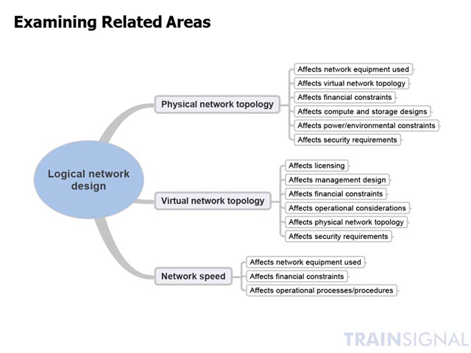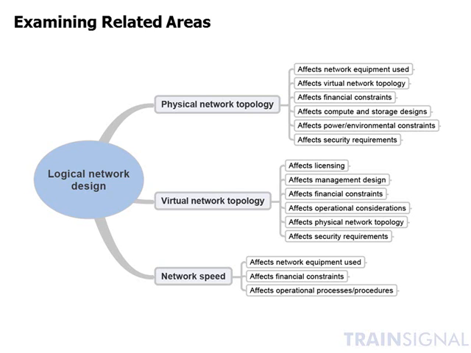Here's another mind map that talks about a logical network design and the different components of the logical network design and the different areas that each of these components or sections affects. So when we talk about changes to our physical network topology, such as including more physical switches or the type of physical switches, we can see that there are different areas that are affected. The physical network topology, for example, will affect what kinds of network equipment you're going to use. It's going to affect your virtual network topology because these two are inextricably linked together.